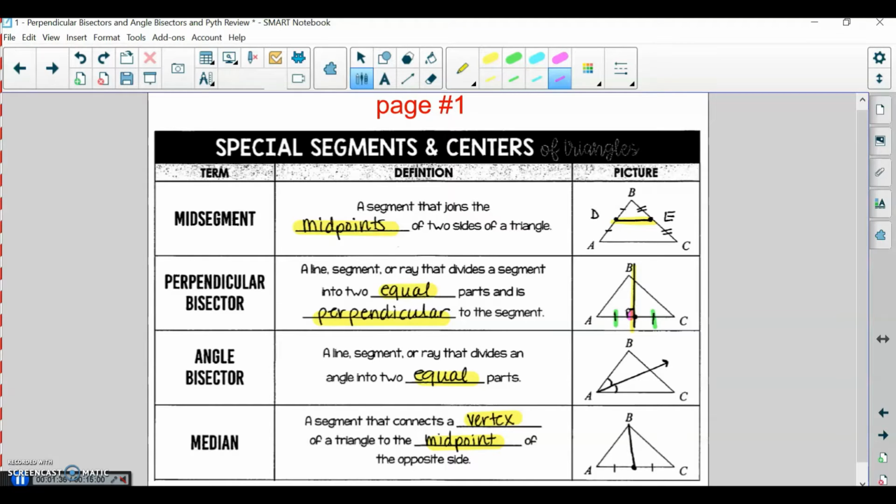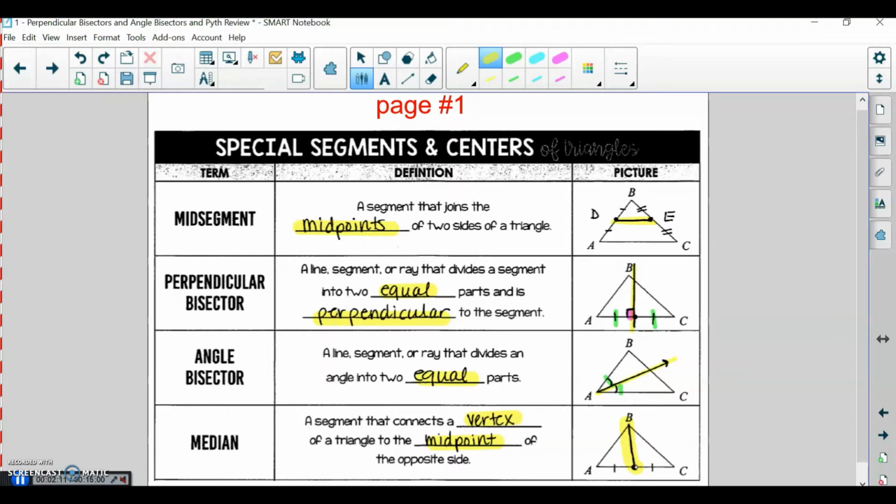Angle bisector, again, can be any of the line, segment, or ray that divides an angle in half. So angle A over here is being divided in half. This is the angle bisector, and then you get the two congruent pieces there. And a median, which we've not talked about, is a segment that connects a vertex to a midpoint. You still get the congruent parts out of that, it just comes from a different place.